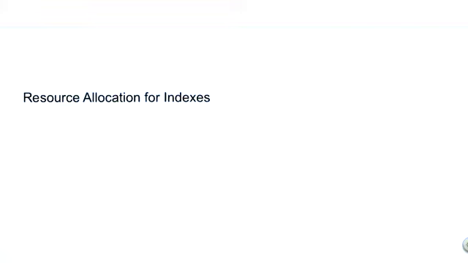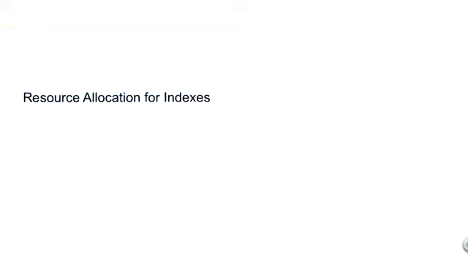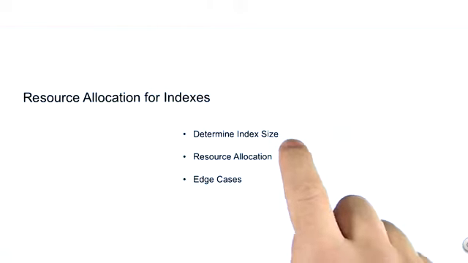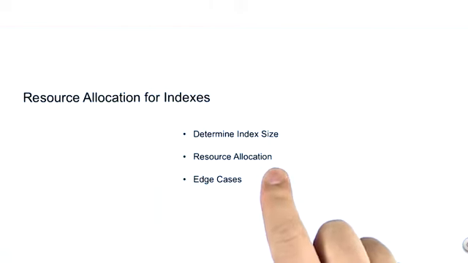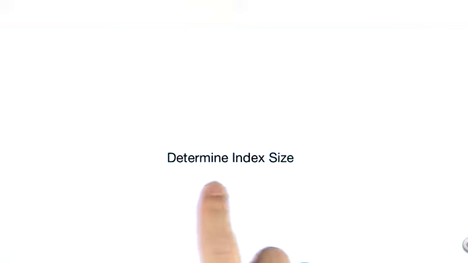They are data structures that our database uses that will in turn require resources to operate. Therefore, it's quite important to determine the index size, what kind of resources will be involved in its allocation and operation, and some edge cases where we might need to compromise in terms of the resources required to operate with those particular indexes. Let's start by looking into how we can determine an index size.